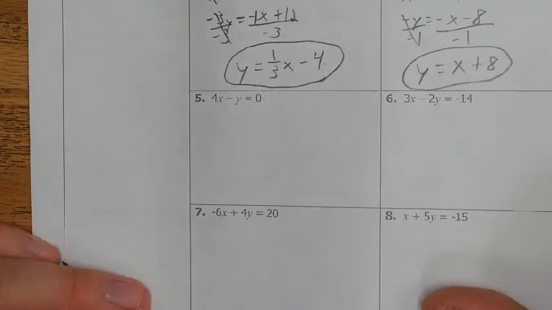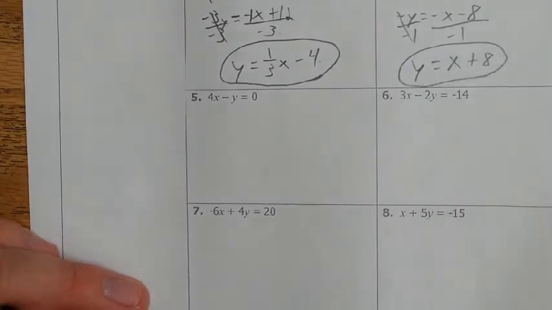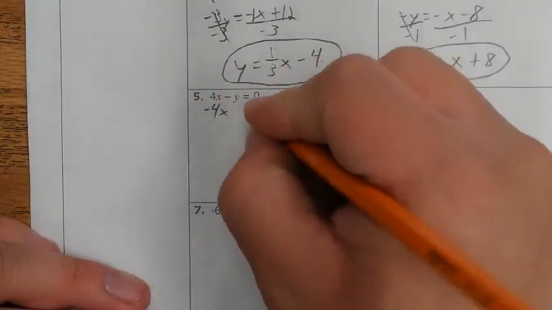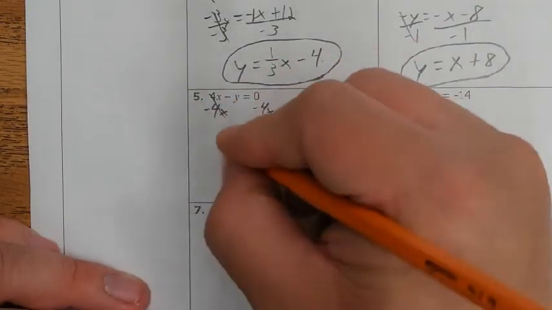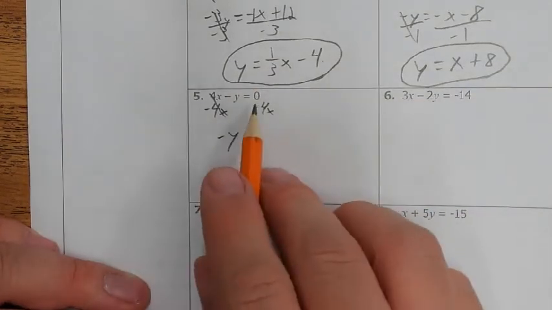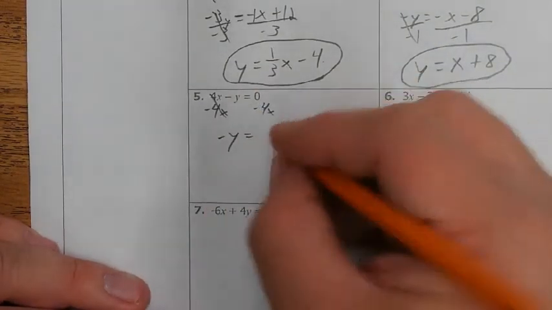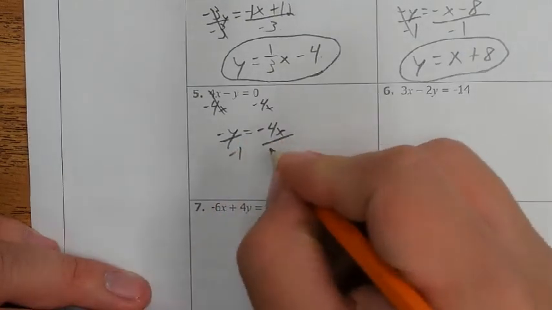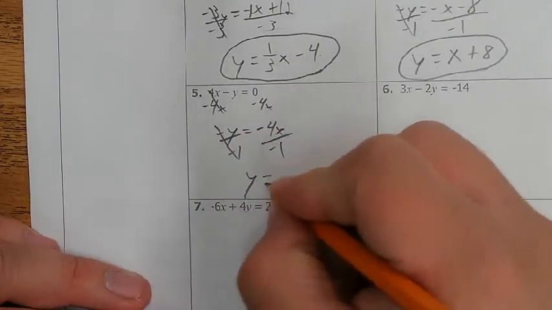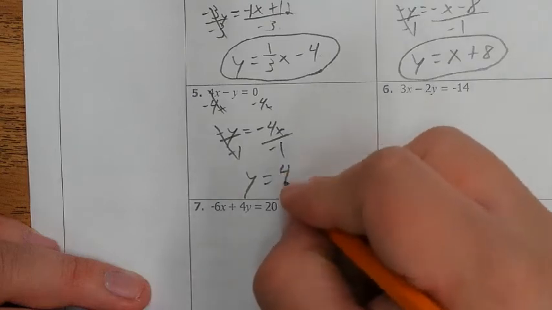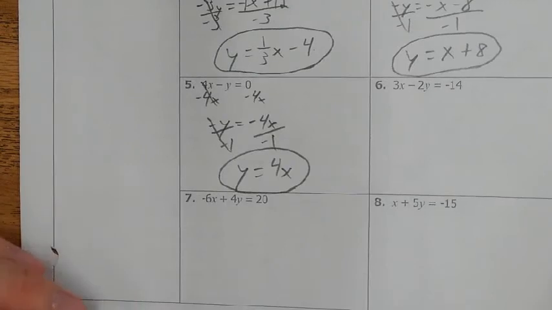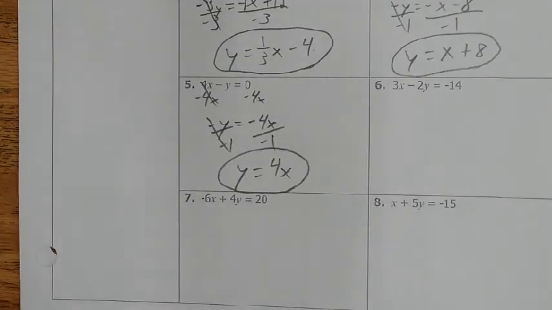Now number 5 I'm going to do with you too because there's a 0. And a 0 sometimes messes up people. So we first subtract 4x, just like what we've been doing. And now 0 minus 4x, well that's just negative 4x. And then you divide by negative 1. So y equals negative divided by negative is a positive 4x. So that's all you do on these. I want y'all to try 6 through 8 on your own, and then we'll check them together.